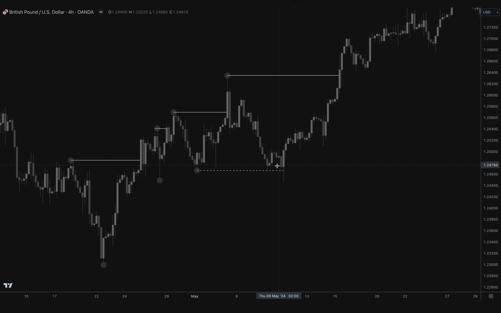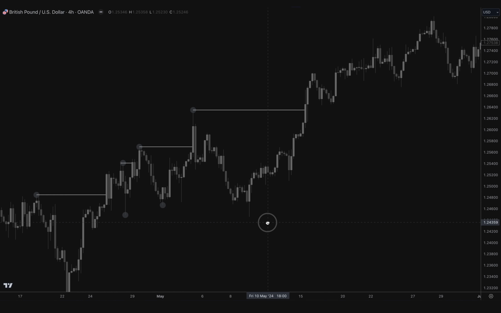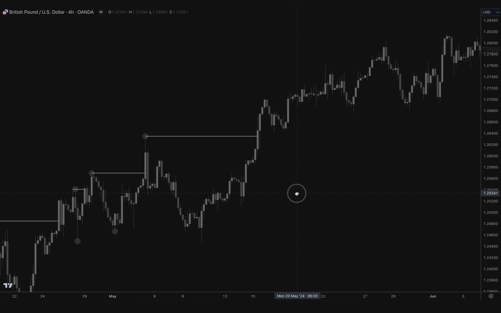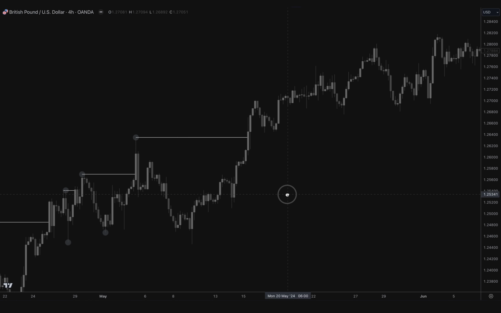But essentially, this is not a valid break of structure. So you can ignore this and we get a candle close up here. So the bullish structure is still intact over here. Now price is moving up. Where was the last low? Over here. It doesn't get reached. Price just moves up higher, right?